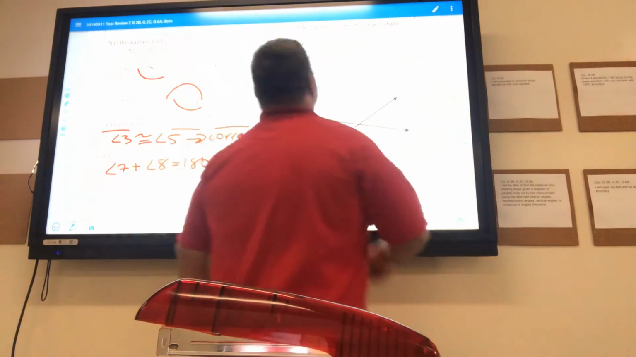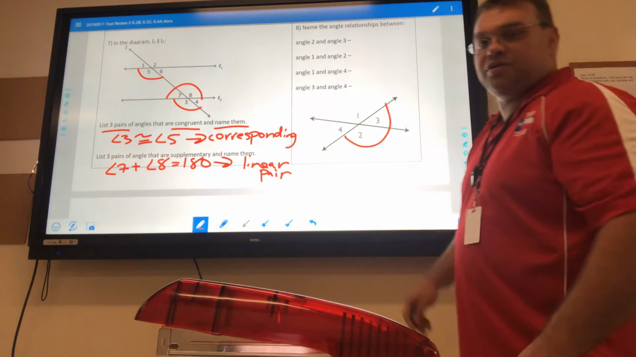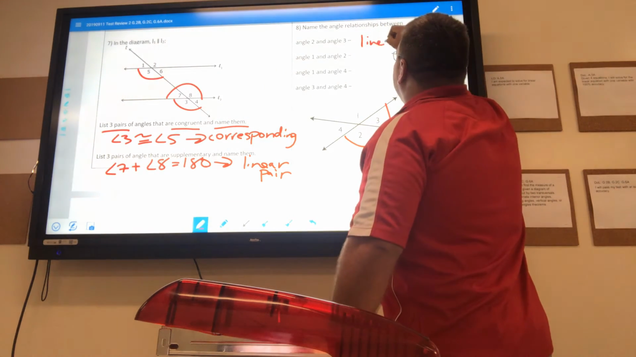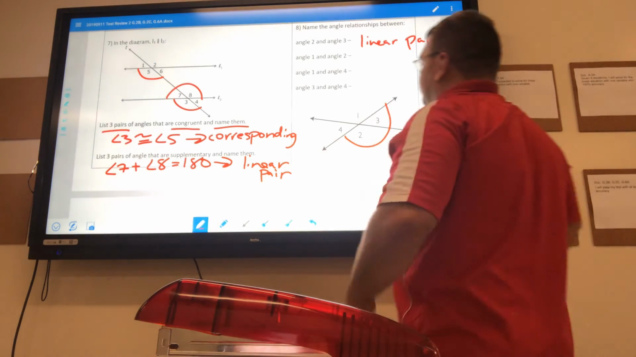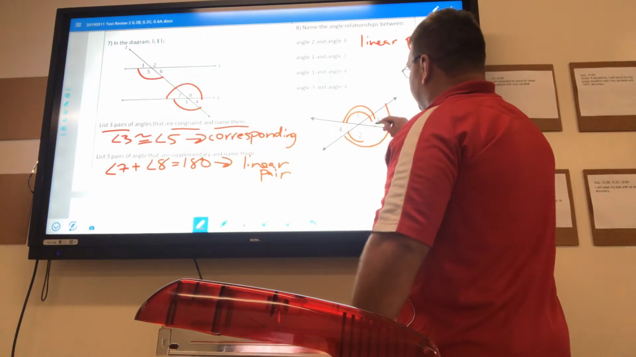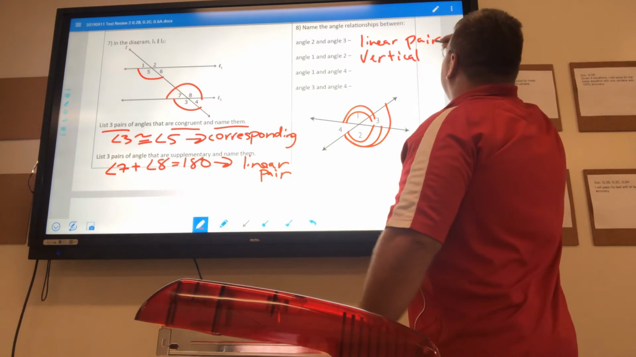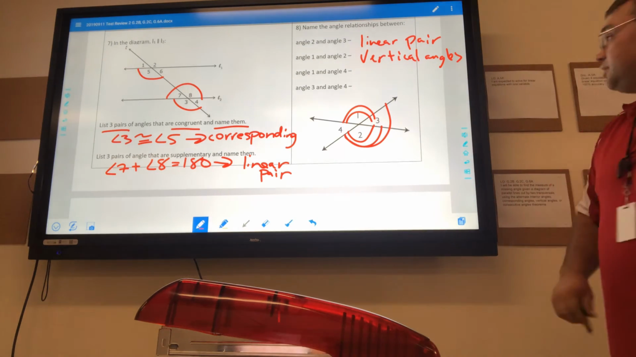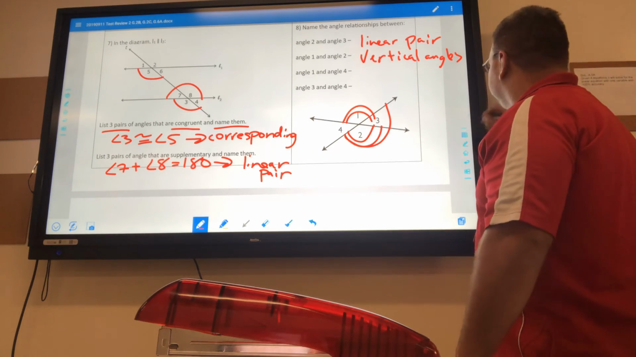For number 8, it says name the angle relationship between 2 and 3. If you notice, 2 and 3 are a linear pair because they make a line. The next set, angle 1 and angle 2, are called vertical angles. You should be able to do the next 2 on your own. I got you started, so hopefully that helps you with those 2 problems.